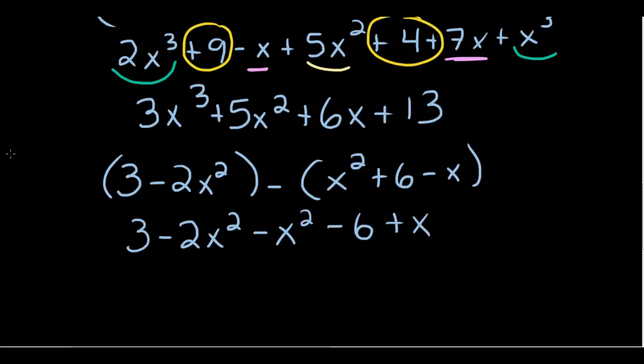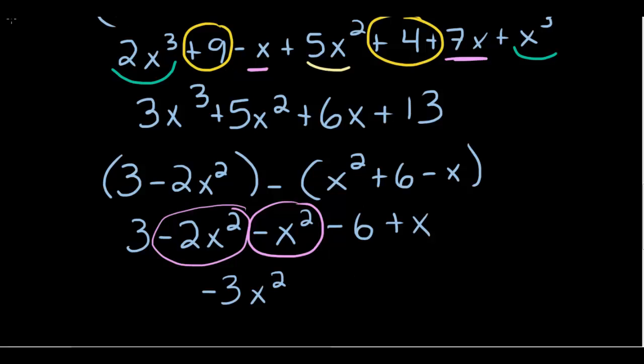So now it's time to combine like terms. I'm going to start with the ones with the highest degree. It's x squared. Negative 2x squared minus x squared is negative 3x squared. Then I'm going to move to the x. There's just one. So plus x. And then we have the constants 3 and negative 6. So 3 minus 6 is negative 3. And that's the answer.